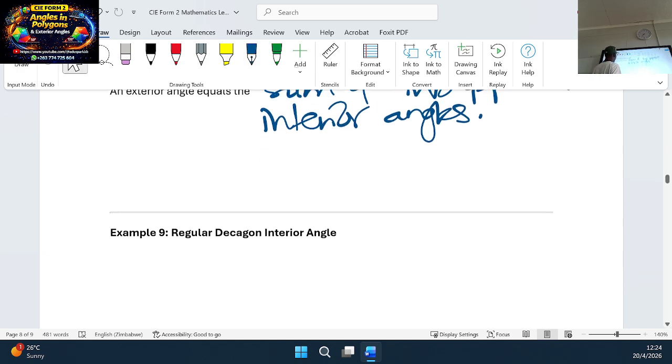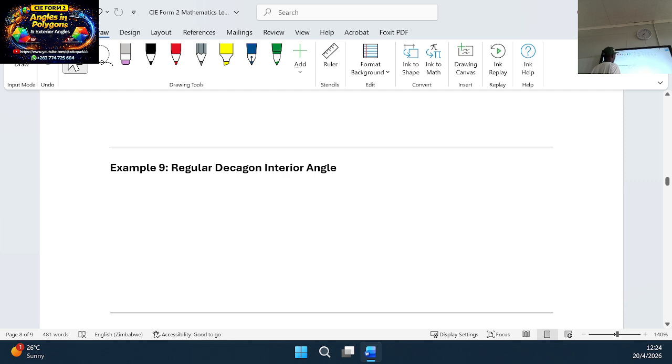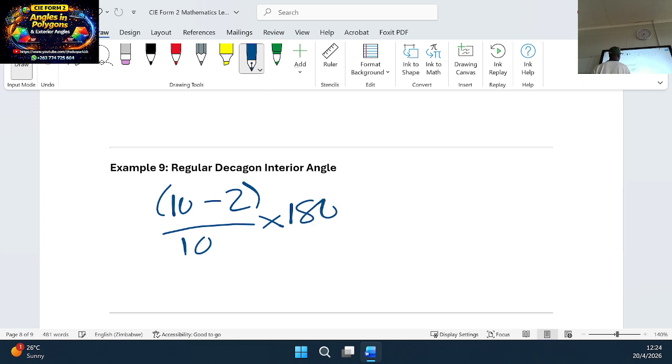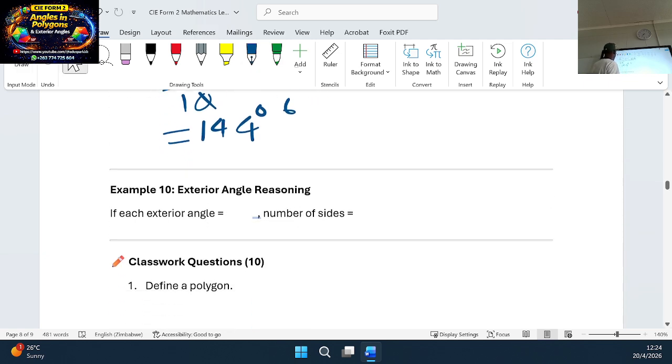Then example 9, regular decagon, the interior angle. Deca, that's 10. So here we have 10 minus 2 all over 10 multiplied by 180. Then what we do here, the zero will cancel. So we end up having 18 times 8. This will give us 8 times 8, that's 64, 4 carry 6. Then we have 8 times 1, 8, plus the 6, it becomes 14. So that's 144 degrees as the size of the interior angle.